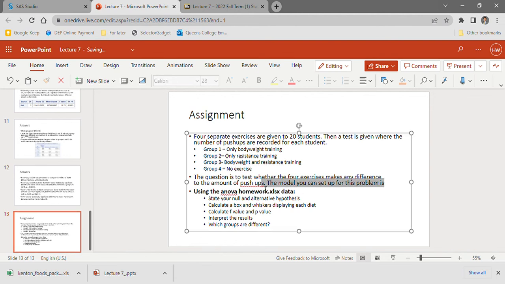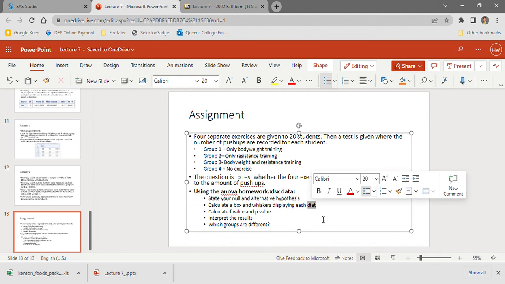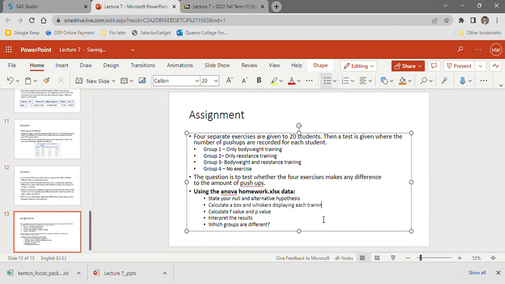And then let's delete this. I'm going to repost these slides, so don't worry about making those corrections. But using the ANOVA homework.xls, state your null and alternative hypothesis. Calculate a box and whiskers plot displaying each training group. Calculate the F and P value, interpret the results, and say which groups are different, right? And I want you to use the language that I set forth in this slide.